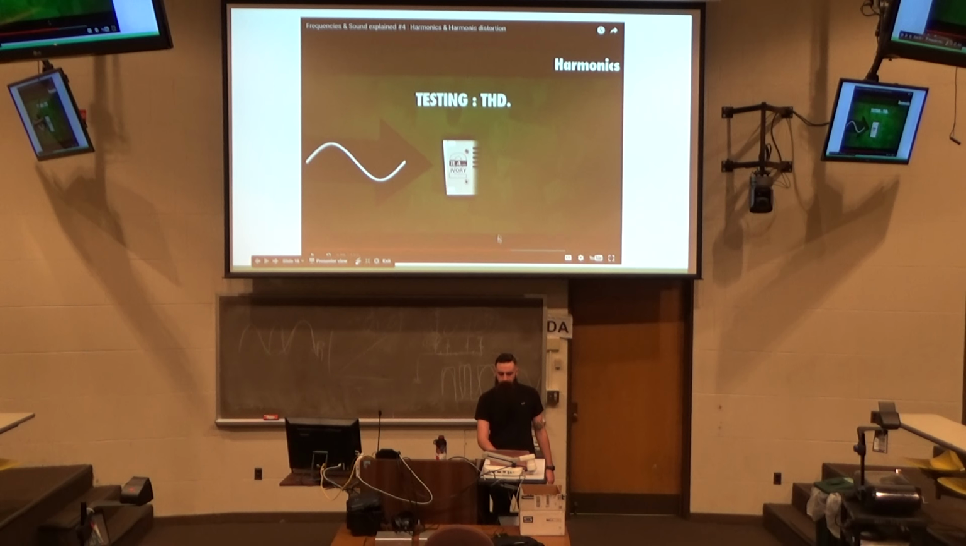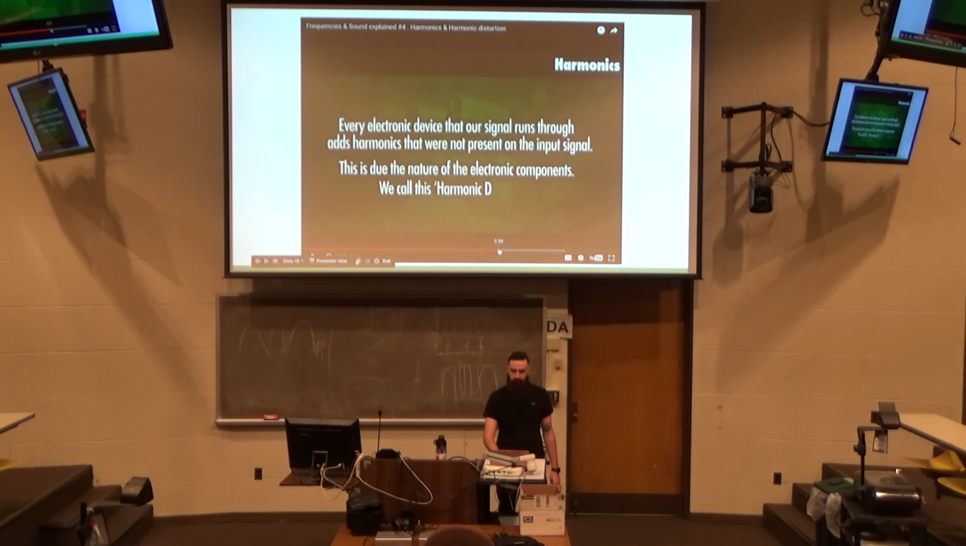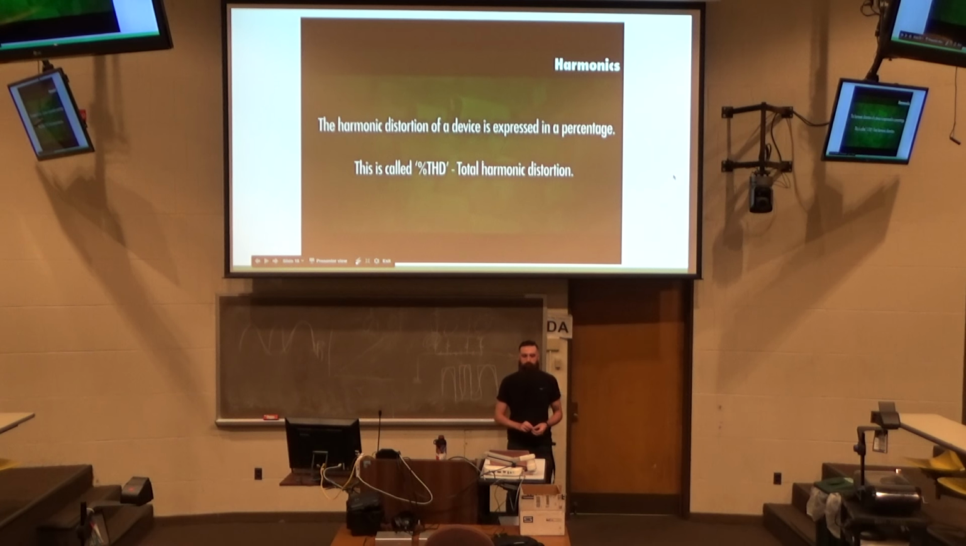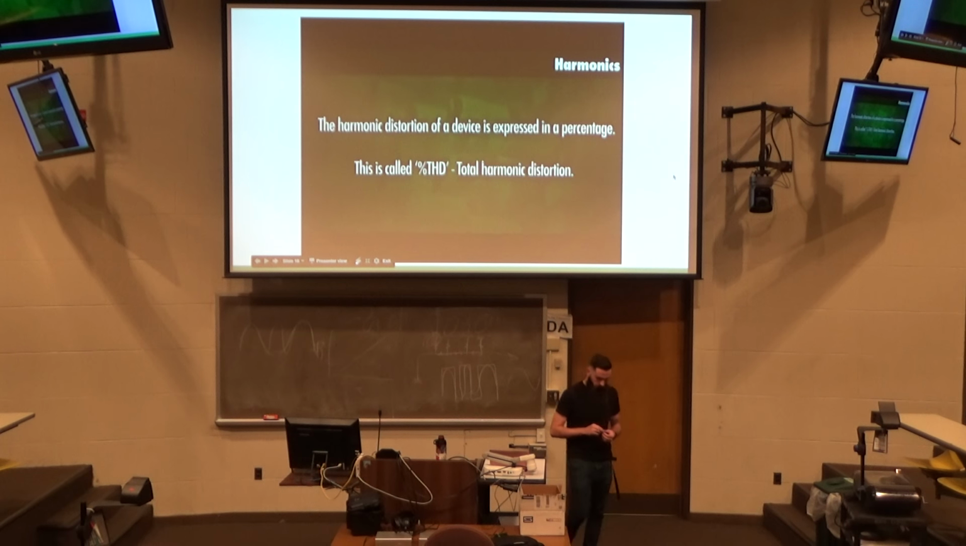Here's one more that we like. So here is directly relevant to us. This is what happens when you run through an amplifier. In the specifications of a device, this is referred to as THD, or total harmonic distortion.